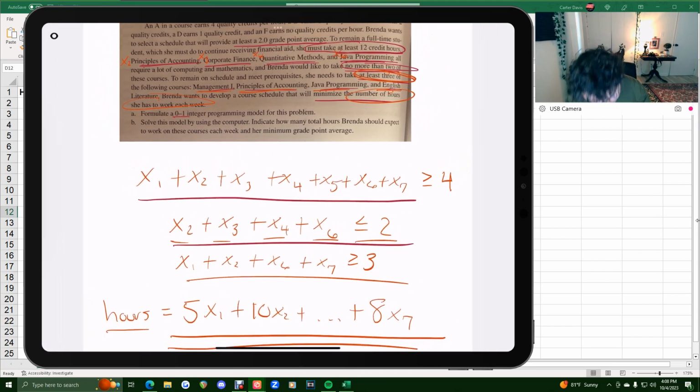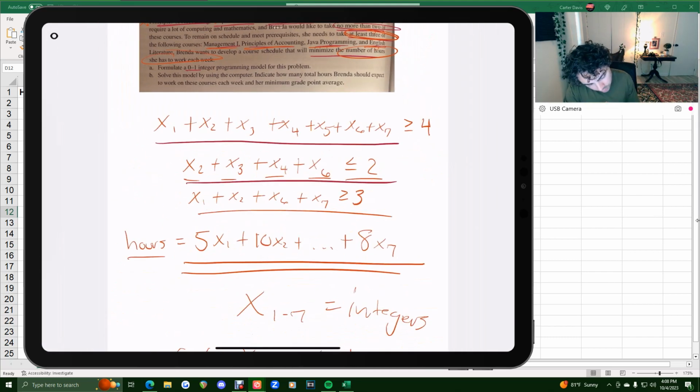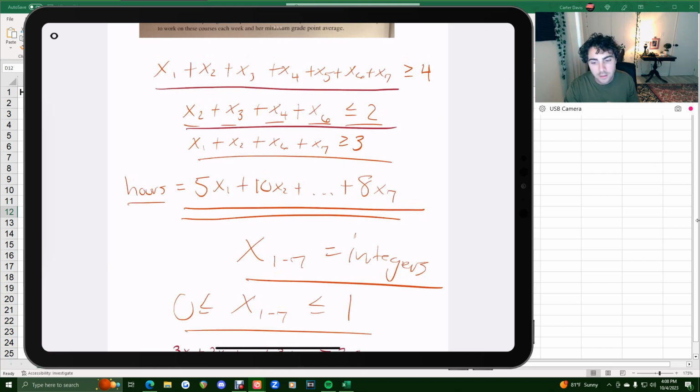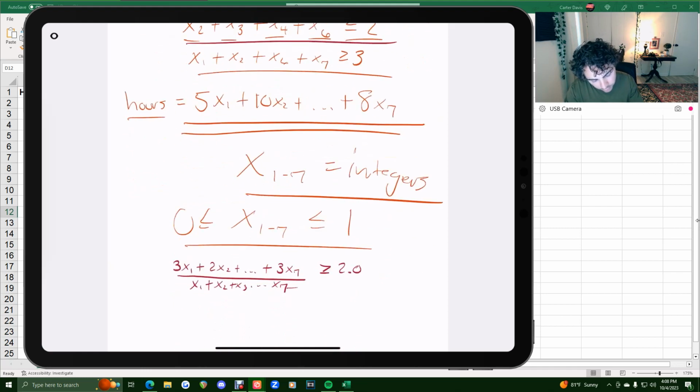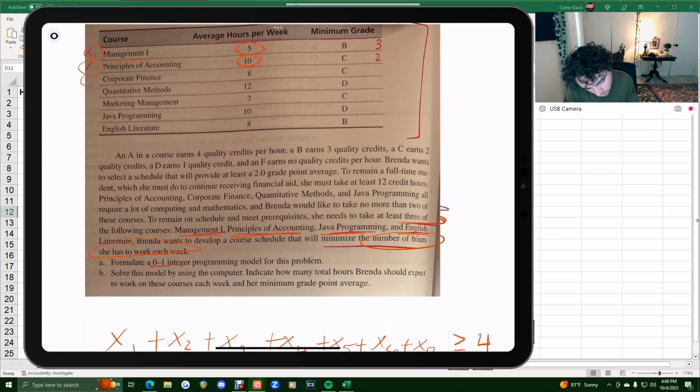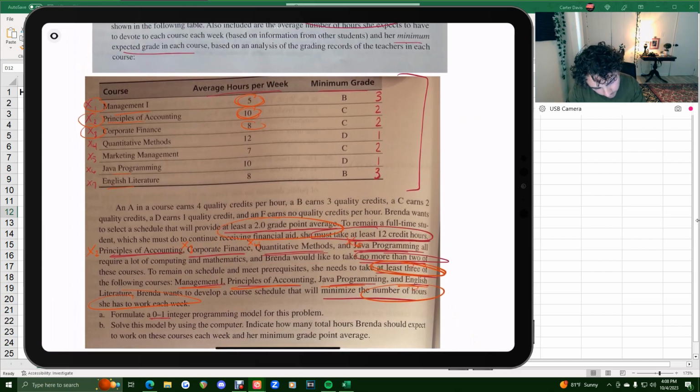Okay. What else do I got here? So it's important to, again, note that X1 through X7 are integers. Namely, they are integers of either 0 or 1. So less than or equal to 1, greater than or equal to 0, whatever. Last thing, she wants to earn at least a 2.0 GPA. Let's see if these numbers come back.